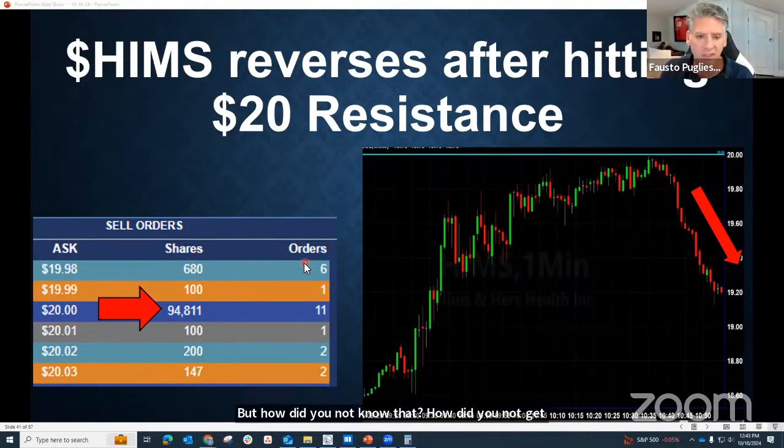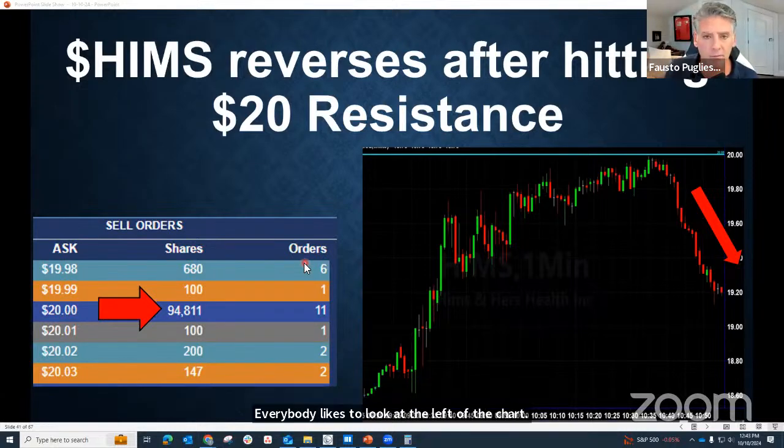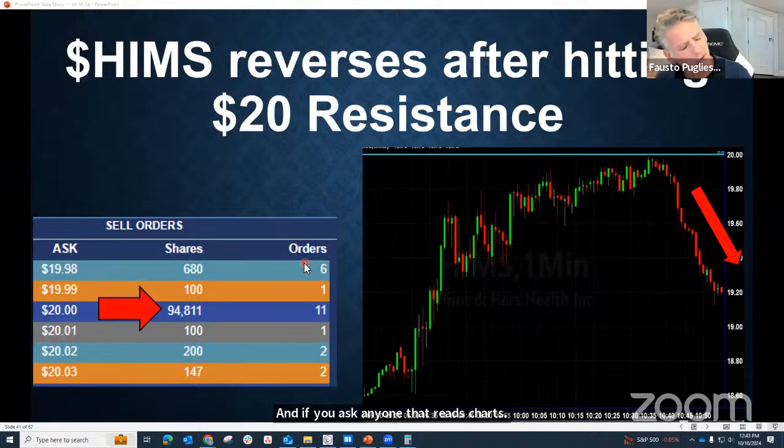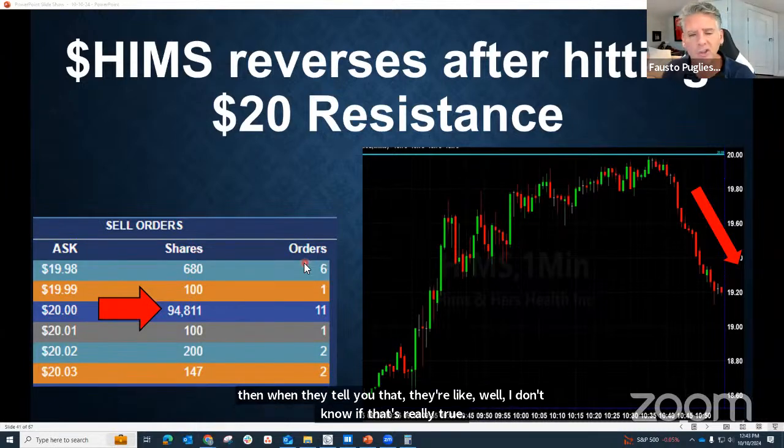And the reason why is this, and everybody should remember Cybertrade University and Fausto Pugliese for this. Everybody likes to look at the left of the chart. You are now learning how to read the right of the chart. And if you ask anyone that reads charts, you focus so much on the support and resistance in the past. Is there any way to read the right of the chart? And you know what they'll tell you? There's no such thing. And then when they tell you that, they're like, well, I don't know if that's really true. I was listening to Cybertrade University, and there is such a thing as the right of a chart.